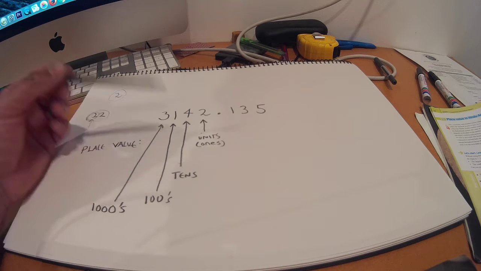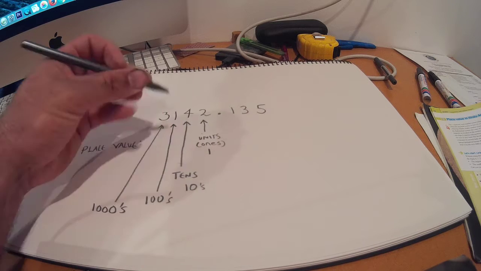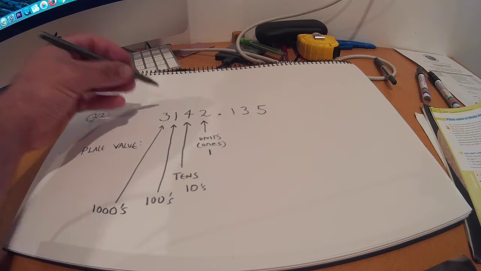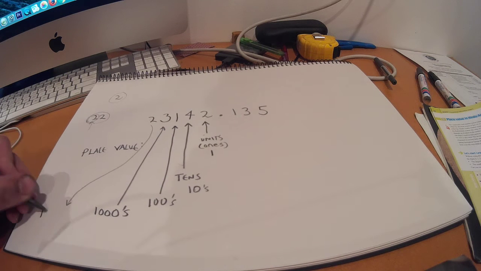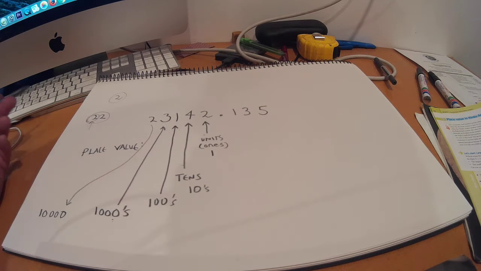So all you need to remember is as you go up from the units column to tens, that's a 1, the ones, this is the tens, each time you're just adding a 0. So if I was to go up to the next column, say there was a 2 here, this would be the 10,000s, because we've added a 0. So you're just adding a 0 each time you move to the left. It's not that complex.